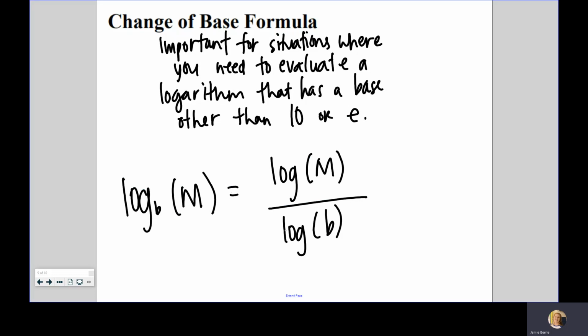So this is the common log. You can replace this common log with a natural log if you want to, but I think this is the most straightforward way to do it, is just to look at one of them. So we have log base b of m. Regardless of what the base is, you can use a common logarithm to evaluate this logarithmic expression. It says that log base b of m is equal to log of the argument divided by log of the base. All right, so let's look at some examples.